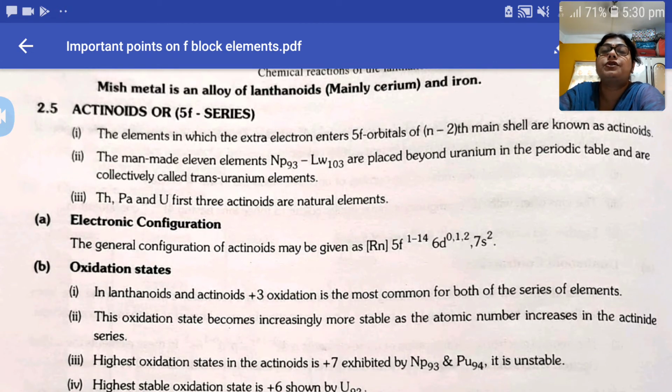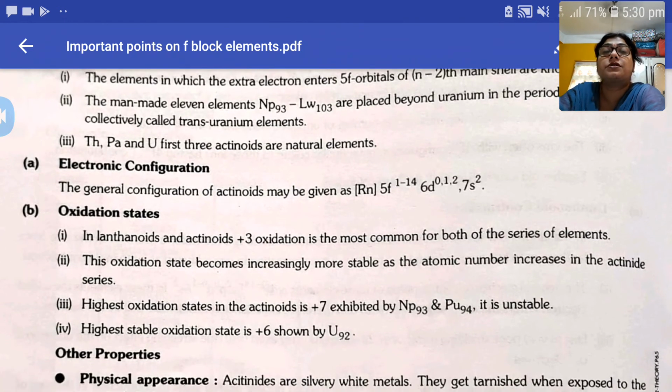The general configuration of actinoids may be given as Rn 5f1 to 14, 6d0 to 1, and 7s2. Now for oxidation states, remember the oxidation states we learned in lanthanoids: +2, +3 and +4. Over and above there were no other oxidation states, of which we found that in lanthanoids +3 oxidation state was common. But let us see in actinoids. In lanthanoids and actinoids, +3 oxidation state is the most common for both series of elements.